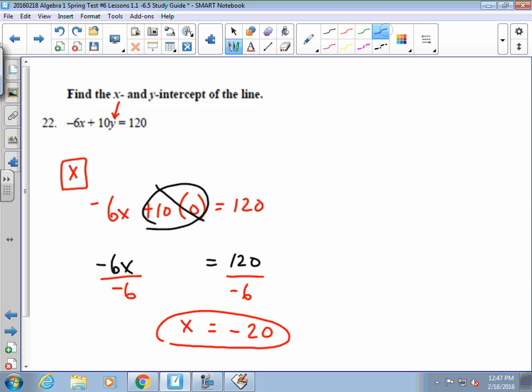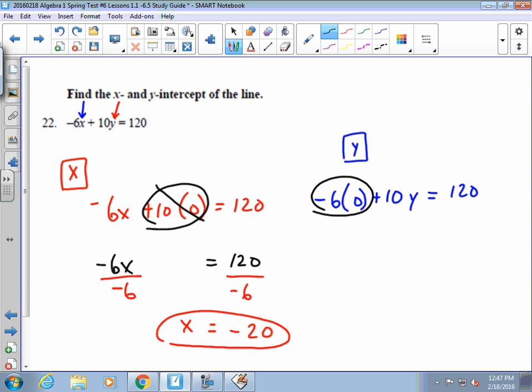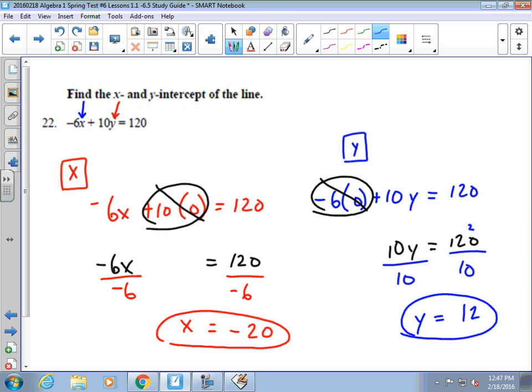In order to find the y-intercept, you plug in 0 for the opposite x. -6 times 0 plus 10 times y is equal to 120. Again, anytime you multiply 0 times something, you get 0, and that part of the problem goes away. So you have 10y now is equal to 120. When you divide by 10 to cancel out 10 times it, you do the same here. You get y is equal to, 10 goes into 12 once, and there's 2 left over. It goes into 20 twice. So y-intercept is equal to 12.